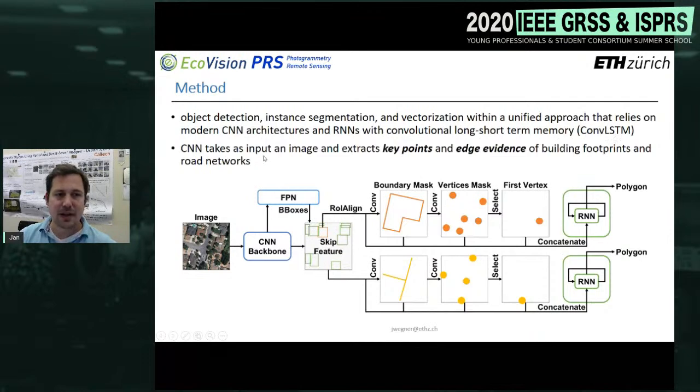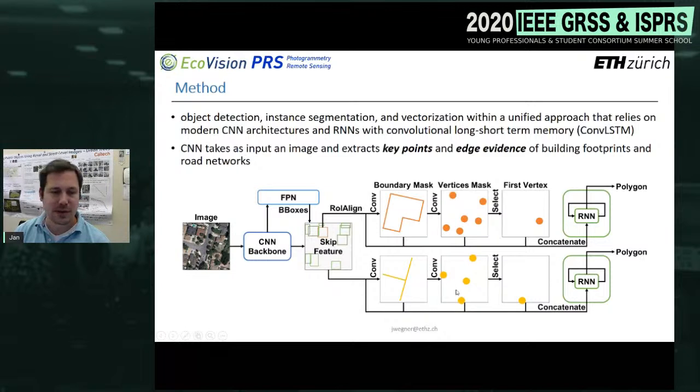The CNN takes an image as input, and in order to transform the image to the polygon representation, it detects the key points, which are the corners of a building, and the edge evidence of the building footprints and the road networks. And this is how it looks. You have the standard CNN backbone that computes all those beautiful features. For training, you try to get the edge features for the boundary mask, and you have a vertex mask that also comes from OpenStreetMap, where you try to detect the corner points.